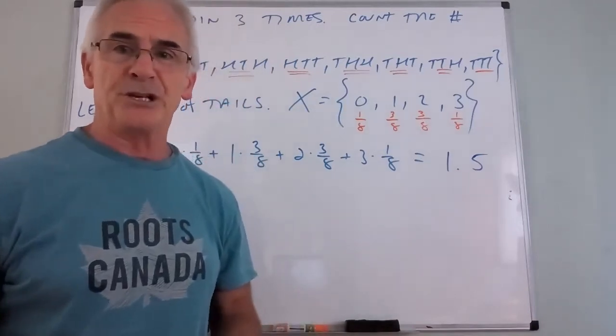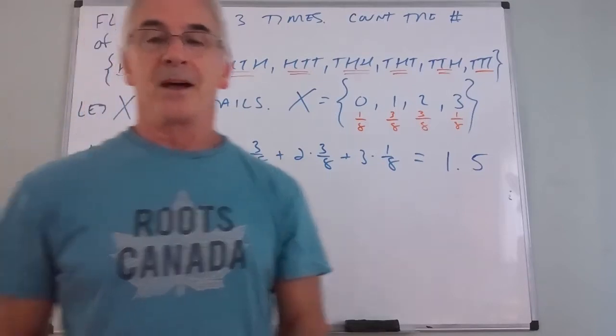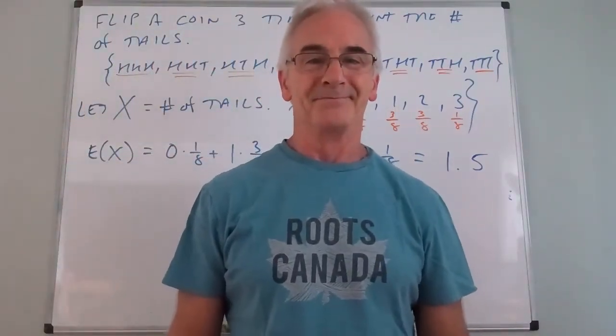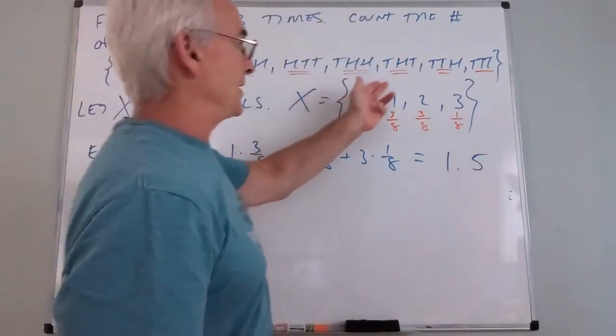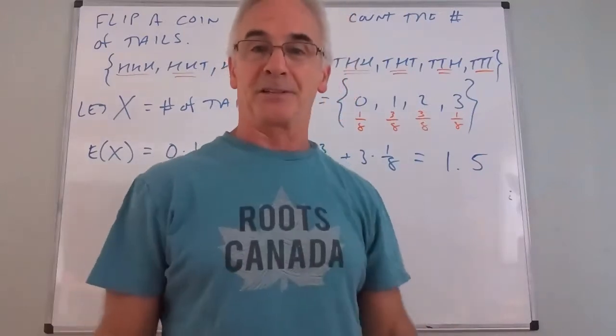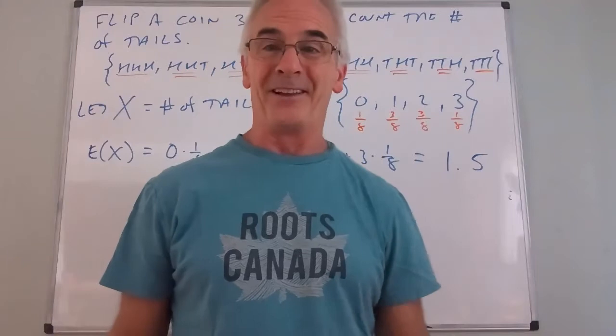Oh, but that's not achievable. No, it isn't. But here's what I want you to do. I want everybody in the class to flip a coin 3 times. So we're going to see all 3 of these outcomes. And if I said, let's take the average for the entire class, guess what the average is going to be? Something really close to 1.5.